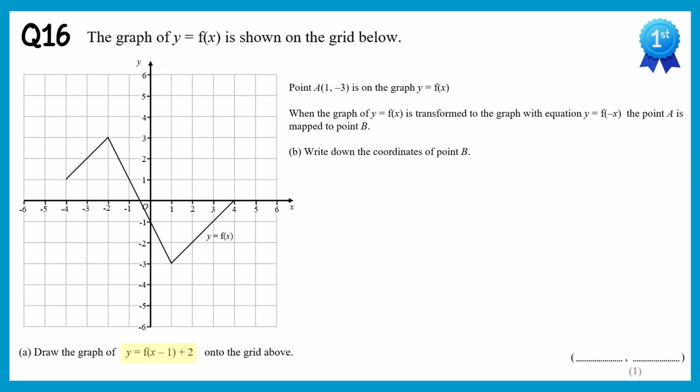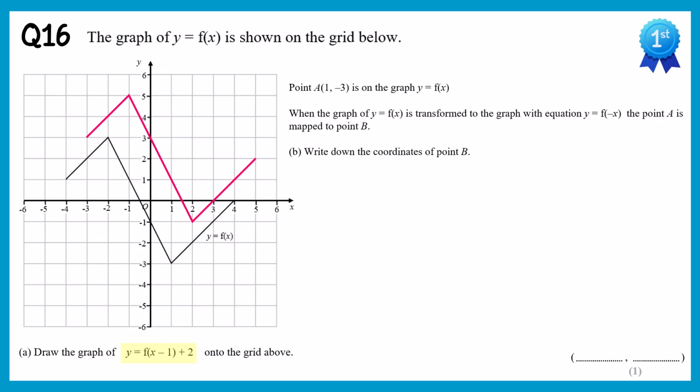Whenever you do something to the entire function, to this plus 2 on the outside, that affects the y direction, but it does more what you expect. A plus 2 will move the graph up 2. So this graph needs to be drawn and then moved 1 to the right and 2 up. So you just need to draw a graph that goes here. You may want to use tracing paper to help you with this question.